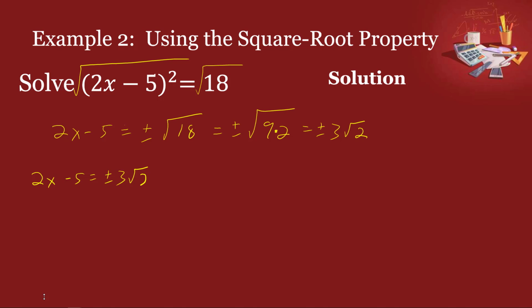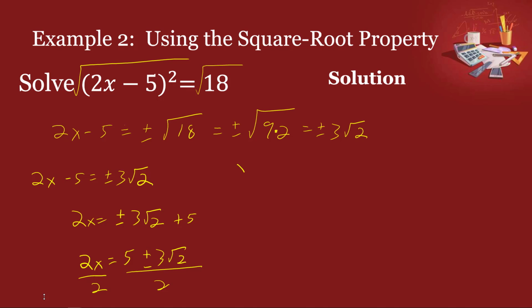I can now add 5 to both sides, and that will give me 2x is equal to plus or minus 3 times the square root of 2 plus 5. Or I could have done it the other way. Probably should have done it the other way. So let's go ahead and do that. So that would be 2x is equal to 5 plus or minus 3 times the square root of 2. Now I can divide both sides by 2, and that will give me the result that I'm looking for, which is x is equal to 5/2 plus or minus 3/2 times the square root of 2.